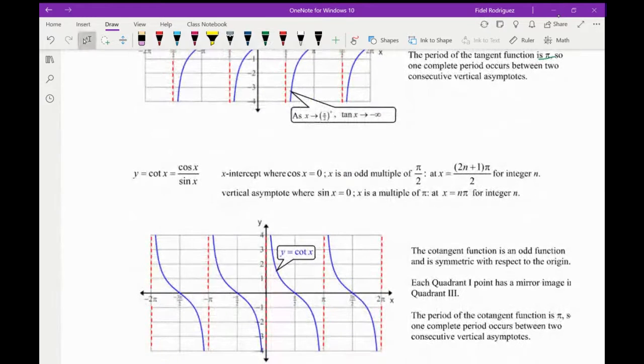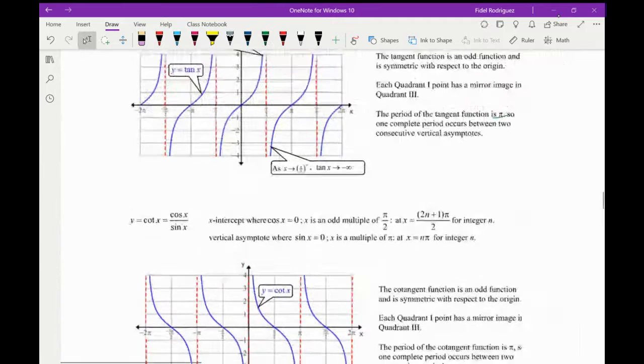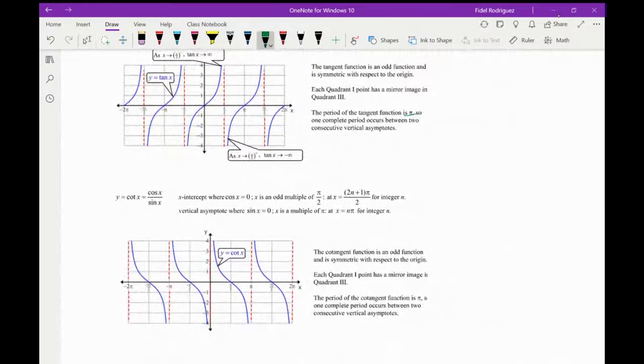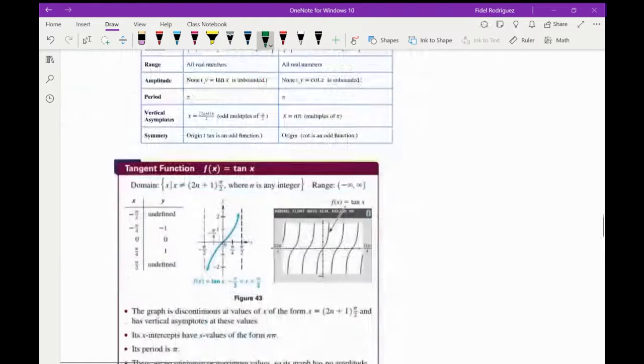Same thing's going to happen for cotangent. And when you look at the pictures, what do you notice about the shape of this graph compared to that graph? It kind of looks like if you were to flip it over. Didn't you get that same picture, except turned this way? Okay, so I'm going to explain how we're going to do this.